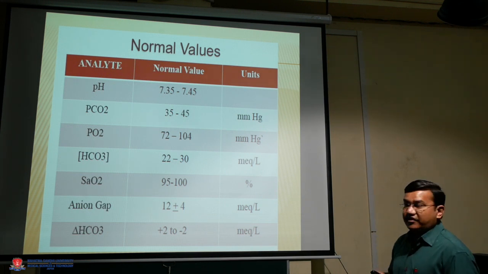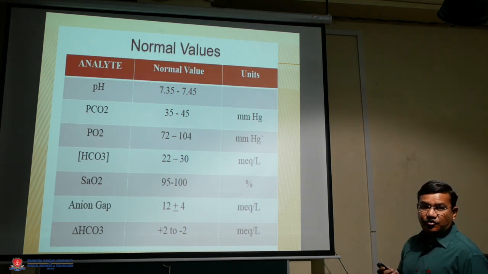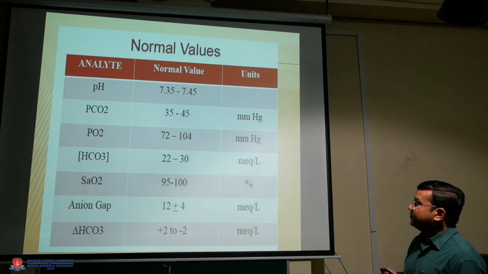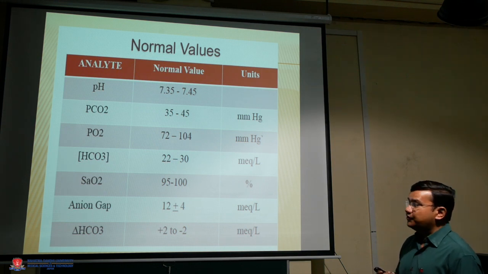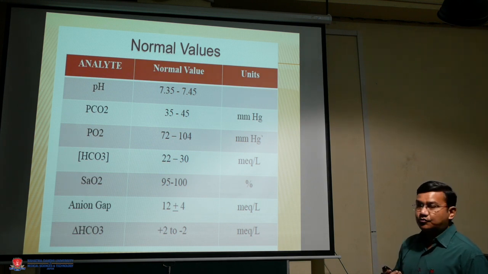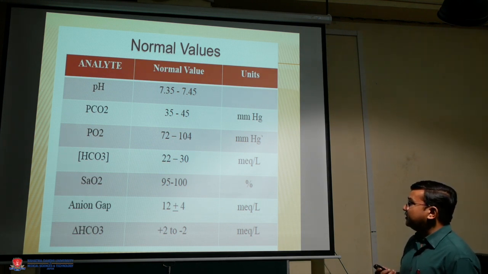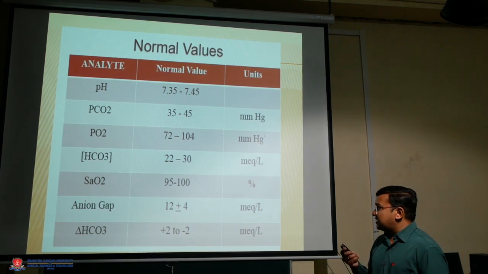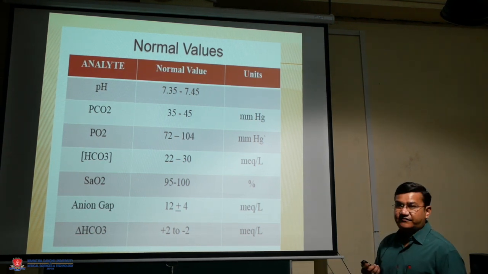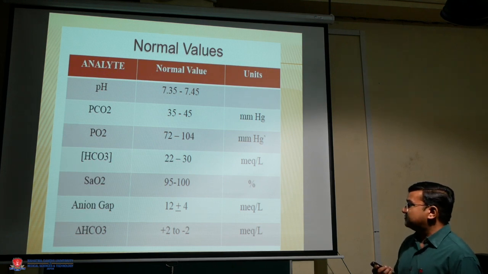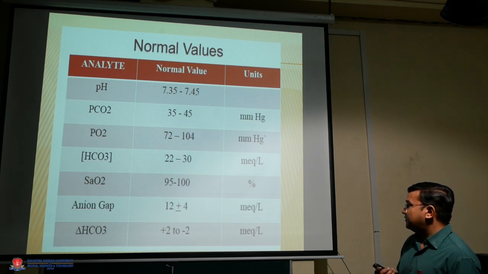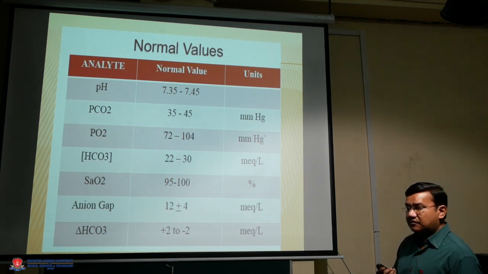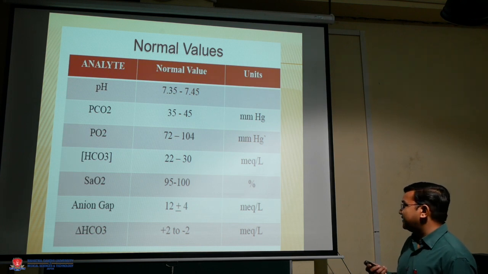Now the normal values of ABG. The normal value of pH is 7.35 to 7.45. PaCO2 normal value is 35 to 45 mmHg. PO2 normal value is 72 to 104 mmHg. Bicarbonate normal value is 22 to 30 milliequivalent per liter. Saturation normal value is 95 to 100%. Anion gap is 12 plus or minus 4 milliequivalent per liter, and the base deficit is plus 2 to minus 2 milliequivalent per liter.